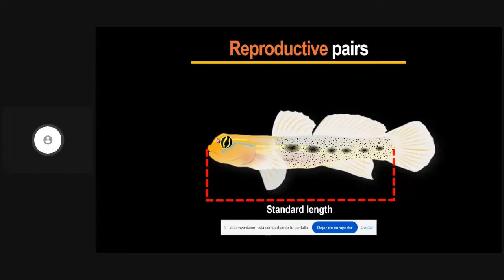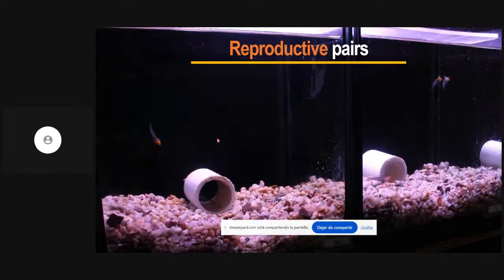Individuals were also measured, and the standard length with a digital vernier to the nearest millimeter. In every single case, the males were also bigger than females. And this was the procedure that we tried to maintain all across our reproductive pairs.